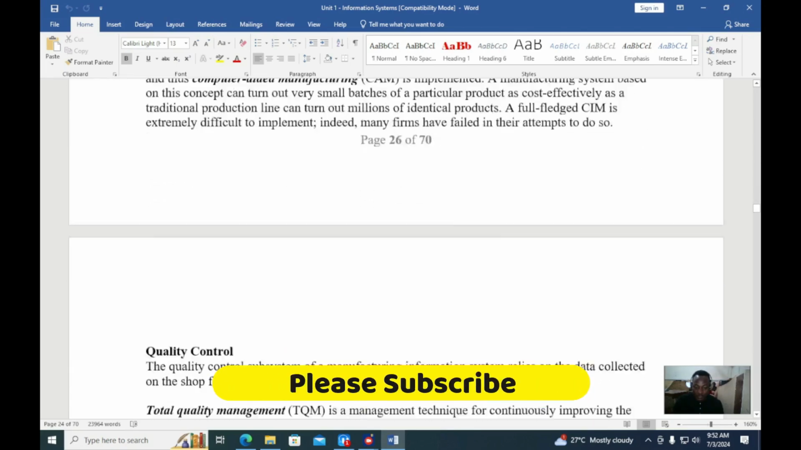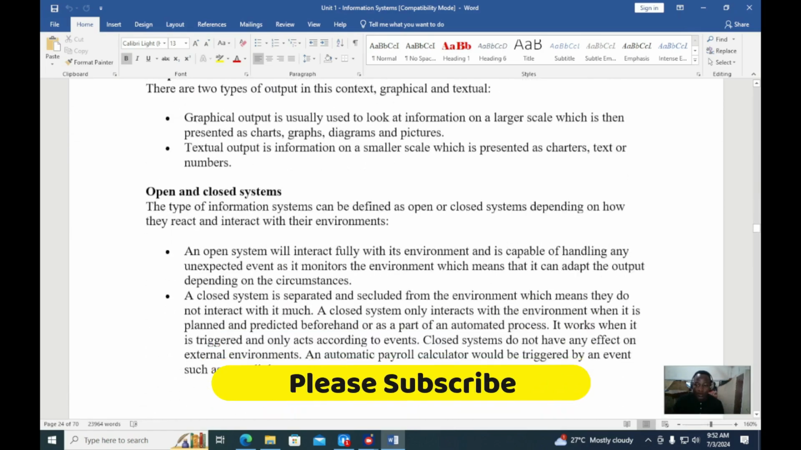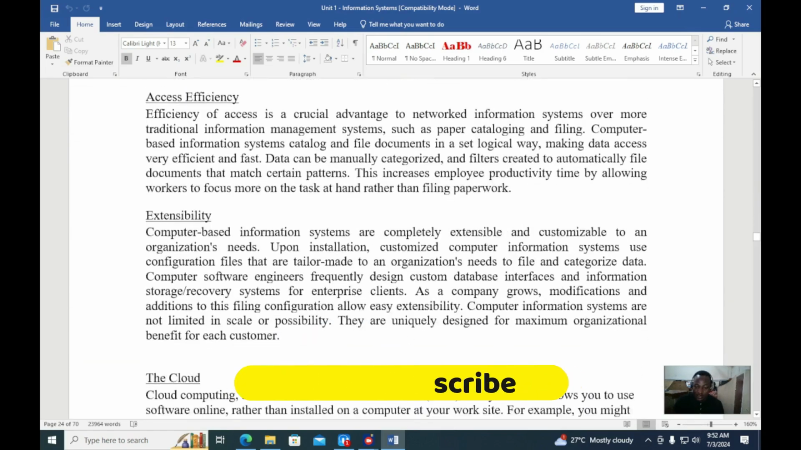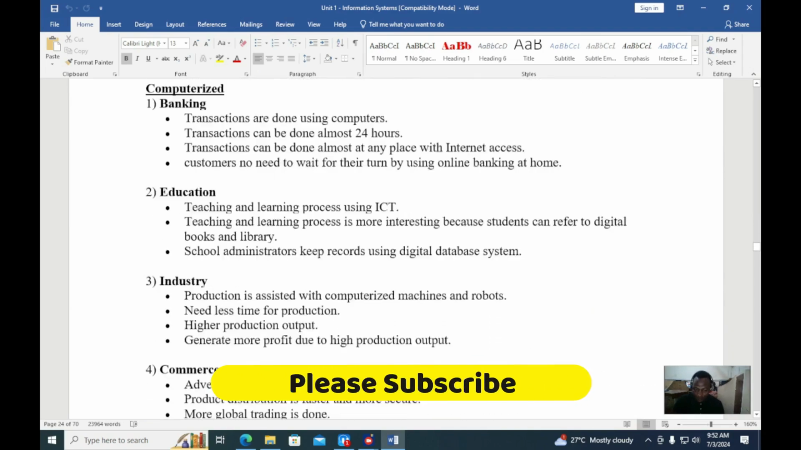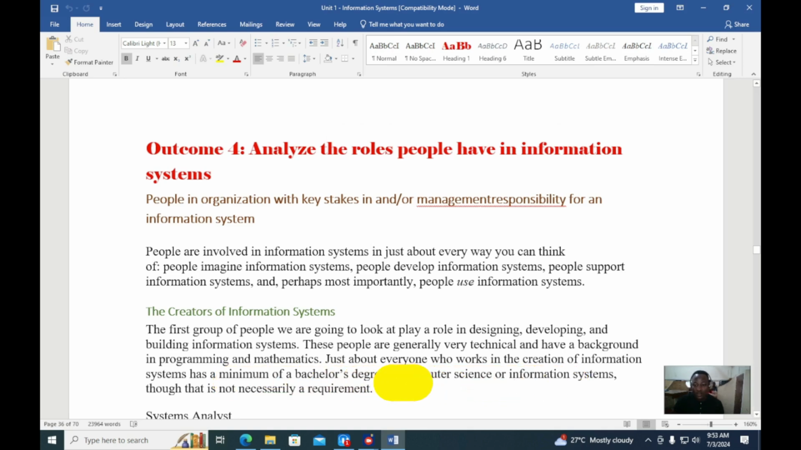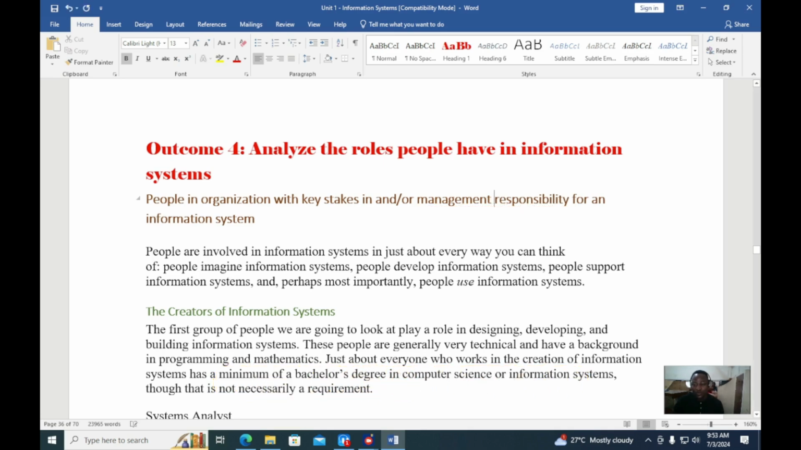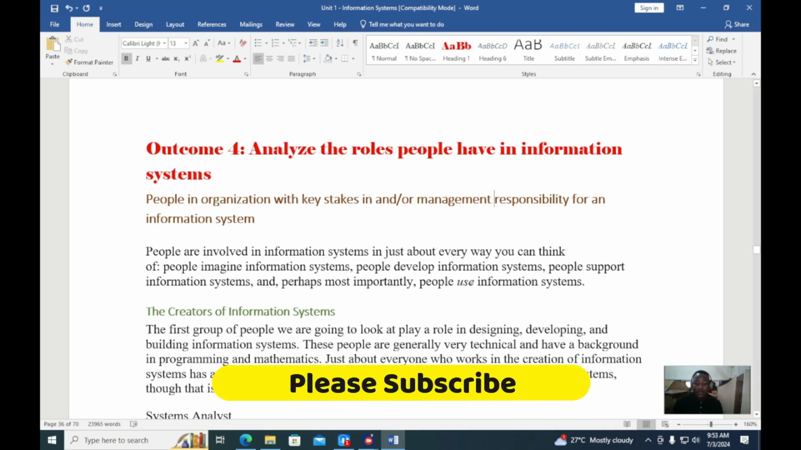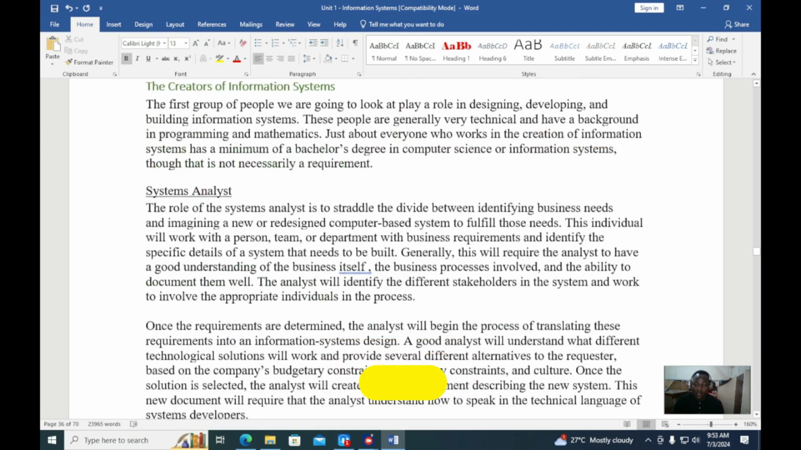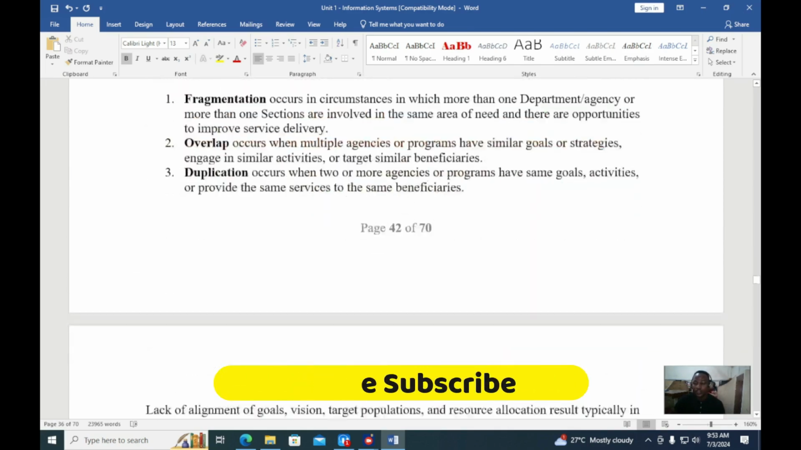And the fourth outcome that we will definitely focus on is going to focus on the roles. So we'll be analyzing the roles that people have in information systems. What roles do people play in information systems? That is outcome number 4 that we will be focusing on.